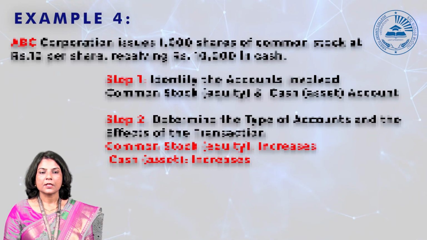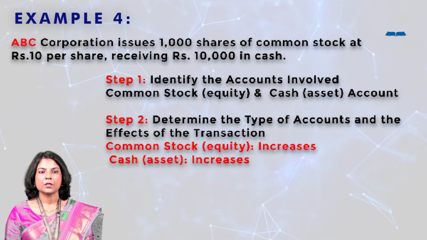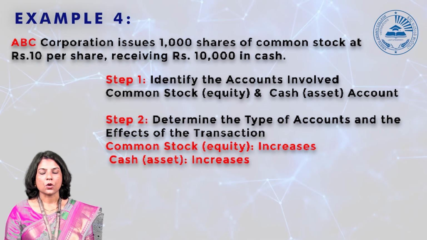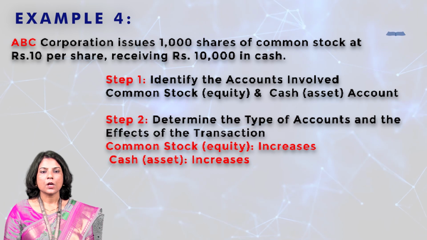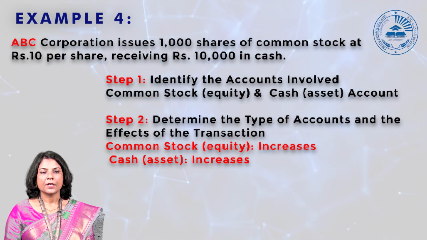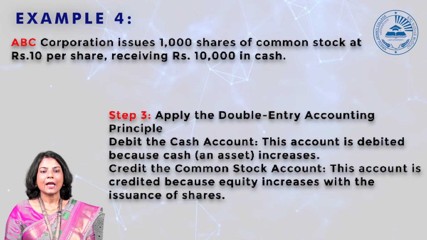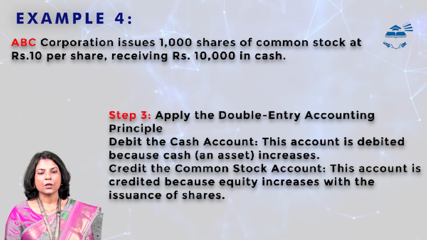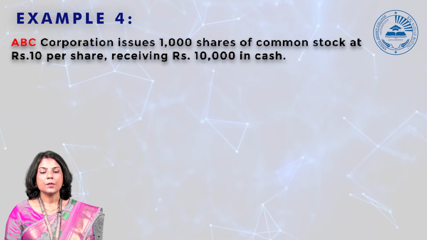Another example, for example, ABC company issues 1,000 shares of common stock at rupees 10 per share, and they receive 10,000 in cash. So the company has issued stock shares to the shareholders and received 10,000 in cash. There will be two accounts involved, common stock or equity account and the cash account. There will be an increase in the equity account and an increase in cash as well. Applying the double entry accounting principles again, debit the cash account and credit the common stock.